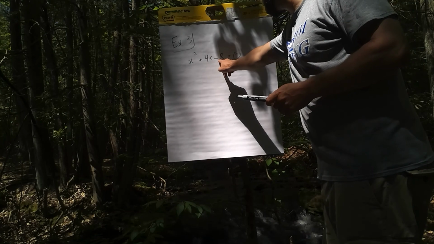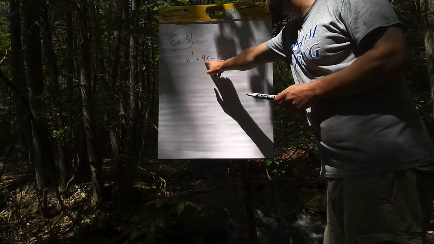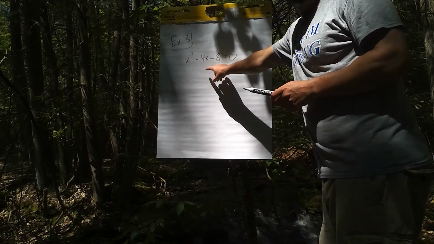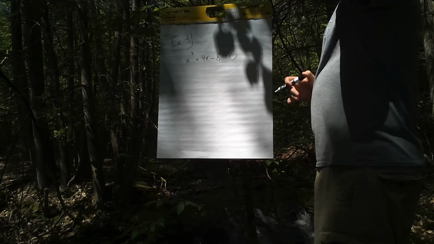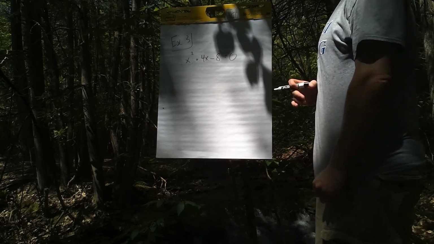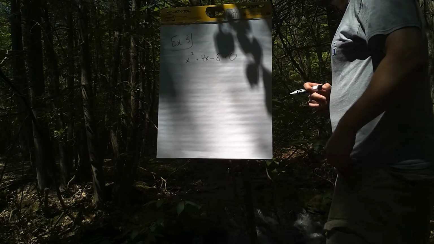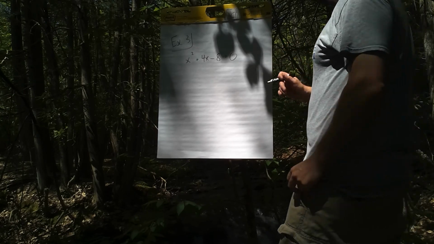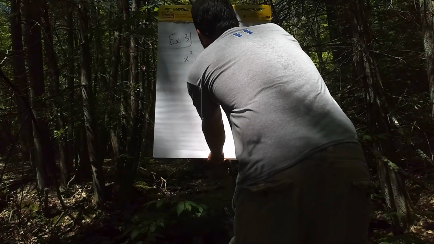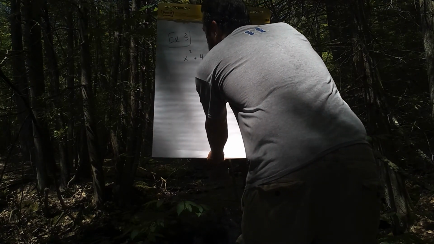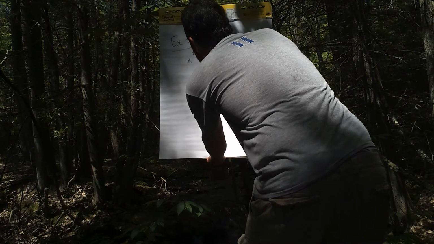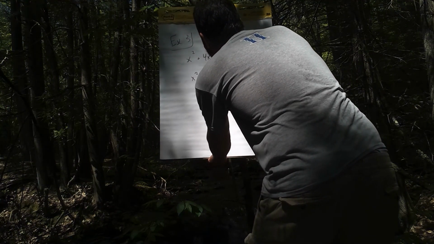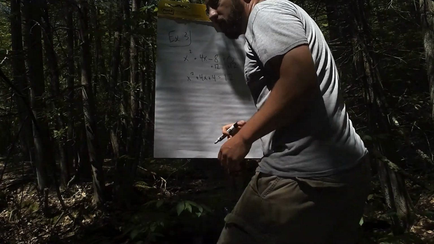How do I know this negative 8 should be a 4? Well, I take half of 4, which is 2, square it, which turns it into 4. Well, now I need to turn negative 8 into positive 4. To turn negative 8 into positive 4, I need to add 12. Remember, you have to do that to both sides. I'm left with x squared plus 4x plus 4 equals 12.